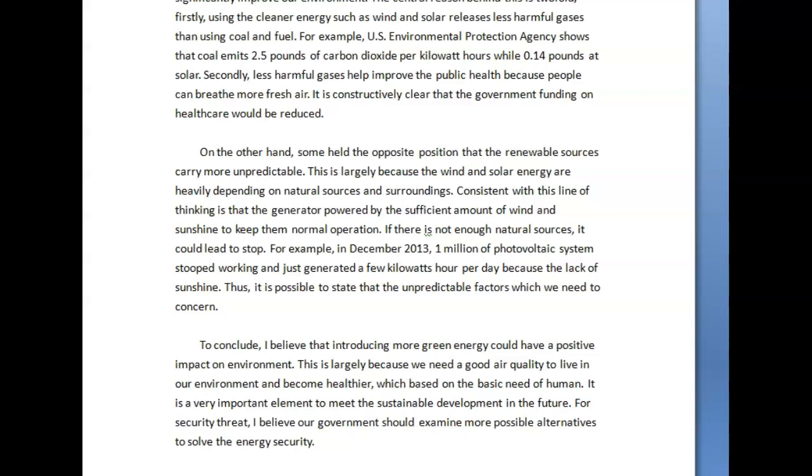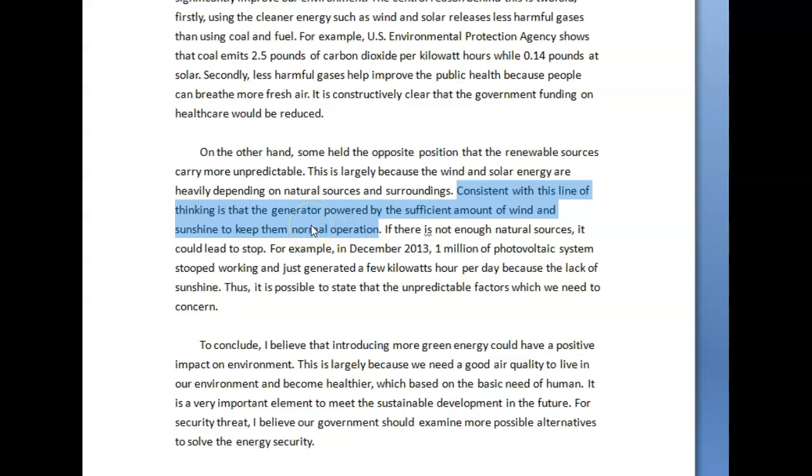On the other hand, some not held, but hold. Now they do it. On the other hand, some hold the opposite position that the renewable sources are more predictable. Just say are. This is largely because the wind and solar energy are heavily dependent on natural sources and surroundings. Consistent with this line of thinking is that the generator powered by the sufficient amount of wind and sunshine to keep them. All right, it's not a sentence, it's a fragment, and so it needs reworking.